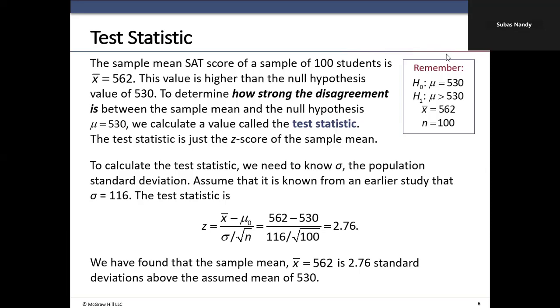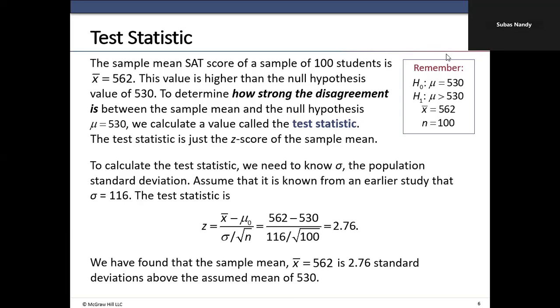To determine how strong the disagreement is between the sample mean and the null hypothesis, mu equal to 530, we calculate a test statistic. The test statistic is a z-score of the sample. Remember, z-score is actually how many standard deviations you are away from the mean. So the sample mean in this case is 562, and you are comparing it to the hypothesized population mean in the null hypothesis of 530. So it's 562 minus 530. That difference is 32. That has to be divided by the standard deviation of the sample means.